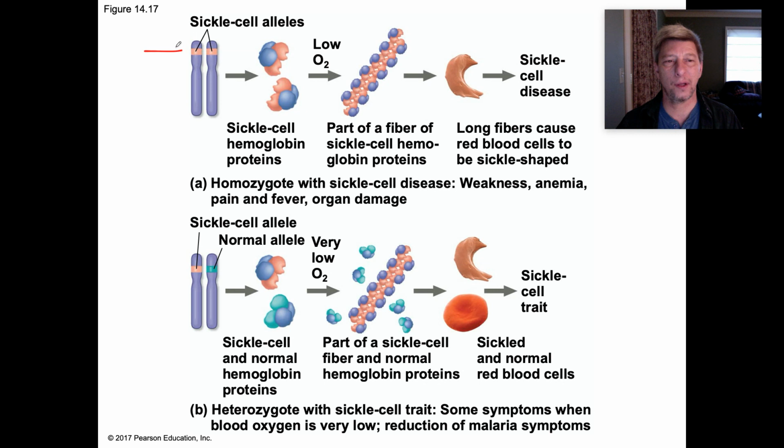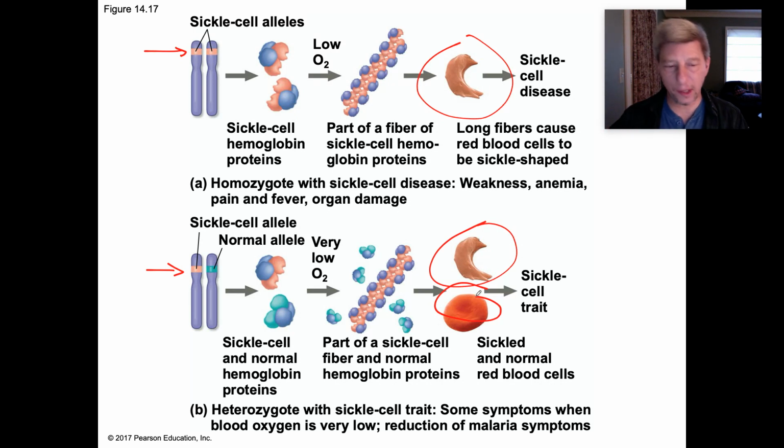Here's a person who is homozygous recessive, two sickle-cell alleles. The proteins that they produce for their hemoglobins cause the red blood cell to be sickled in terms of shape. Here is a person who is a heterozygote, one sickle-cell allele, one normal allele, and the proteins that they produce allow some of the red blood cells to be sickle shaped, but some to be normal, and therefore they are able to carry enough oxygen to their cells and all of that kind of stuff.